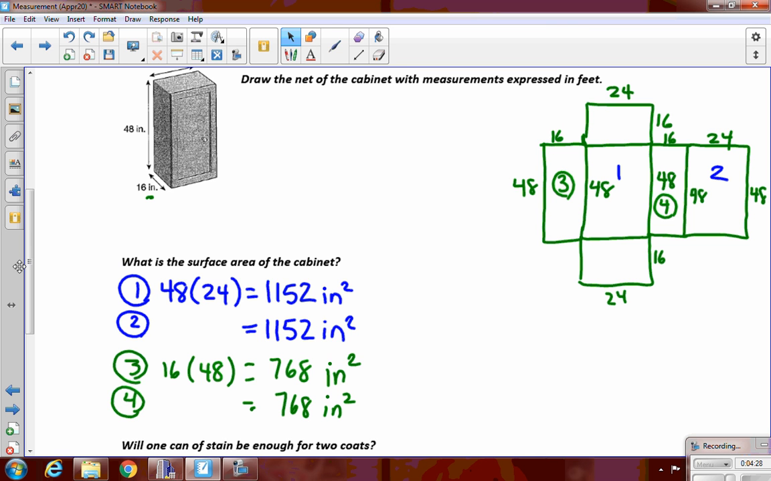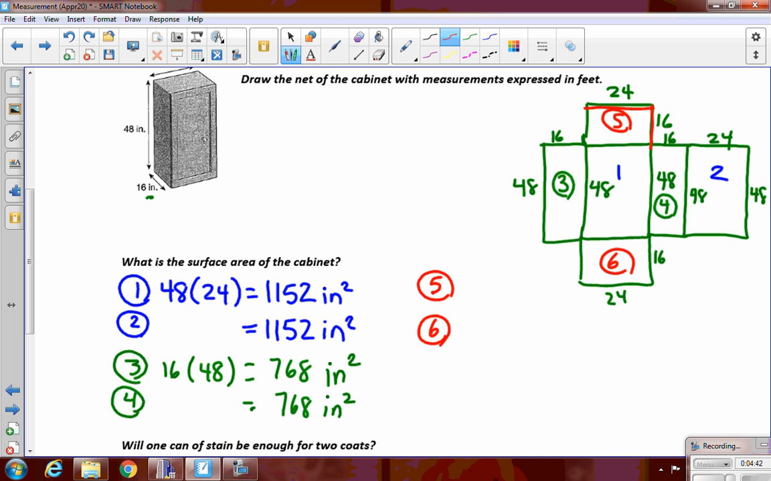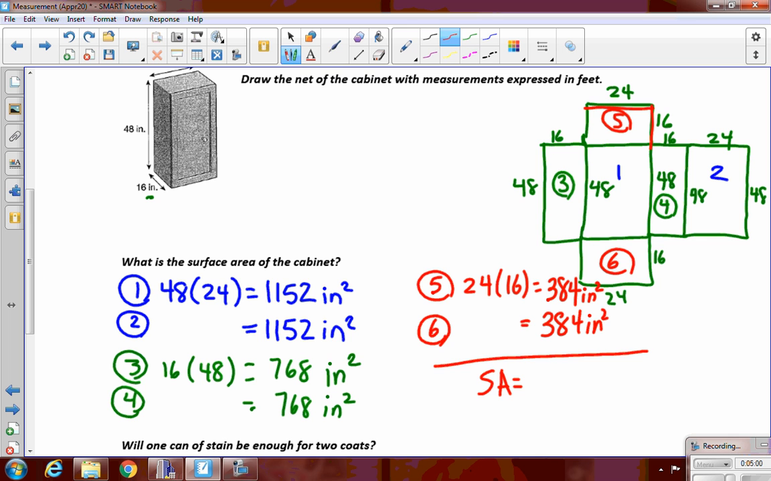Now all I'm left with now are the top and bottom of the cabinet, which I'll just say are sides 5 and 6. And these are 24 by 16 rectangles. So sides 5 and 6 are 24 by 16, which when we crunch that number out, that's 384 square inches. So 384 square inches is the bottom as well. Now the surface area of this whole shape, if we add up all of those sides, is 4,608 square inches.